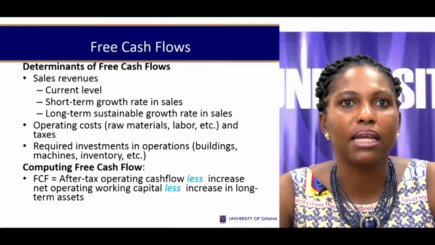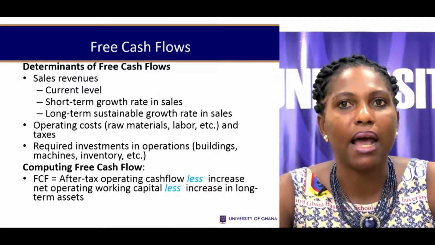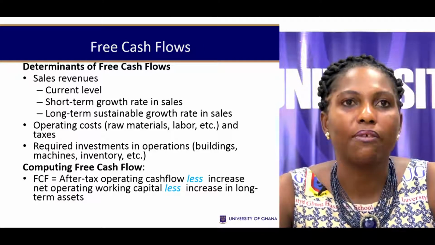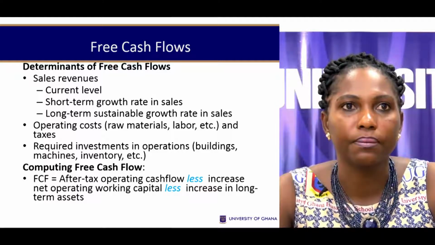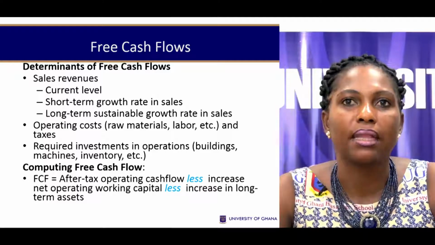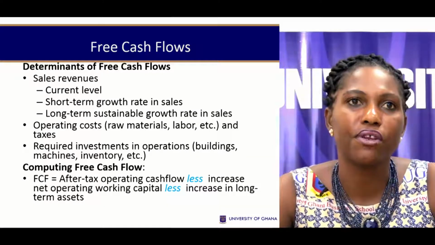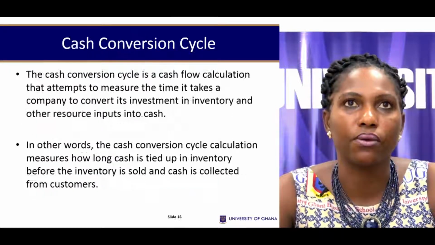We take out any increase in net operating working capital, and then we take out any increase in long-term assets, and what we are left with, that is, from after-tax cash flow from operations, we take out any increase in working capital, and then we take out any payments we've made in addition to long-term assets, and what is left is free for distribution, referred to as free cash flows.